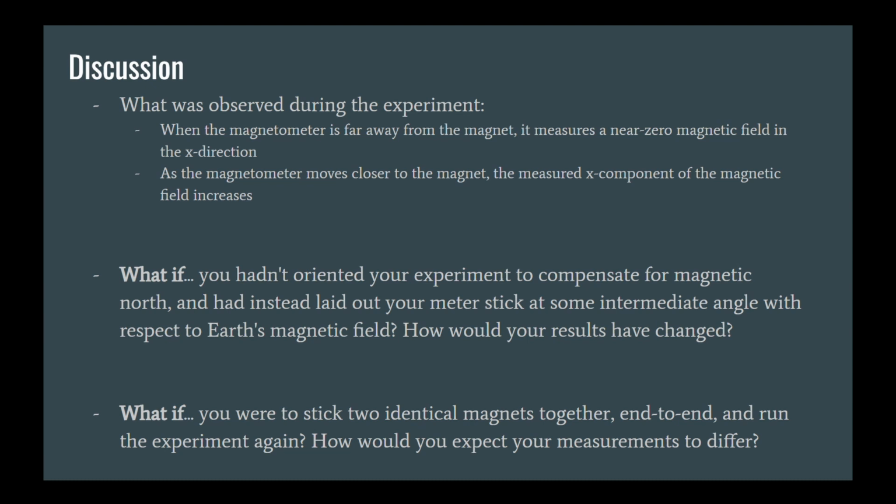What if we were to stick two identical magnets together and run the experiment again? Because of the way magnetic dipoles interact, we have to assume that the net magnitude of the magnetic dipole at each individual place would necessarily about double, because we're doubling the size of the magnet.